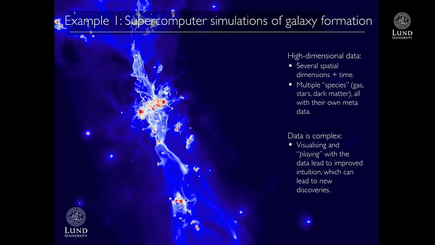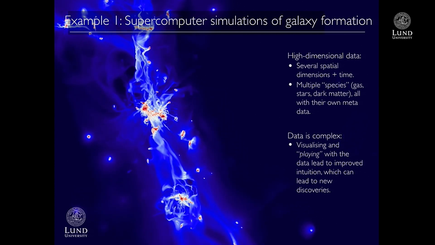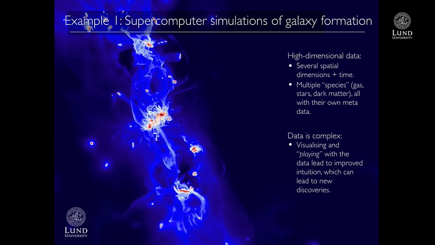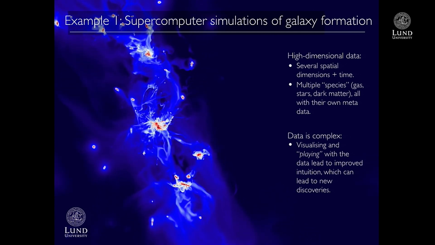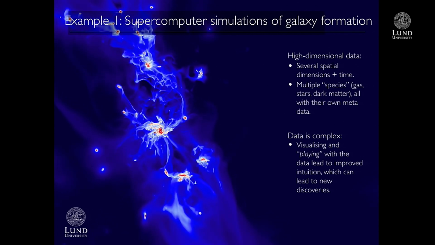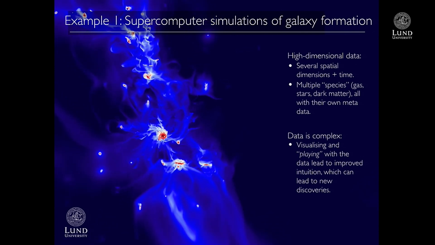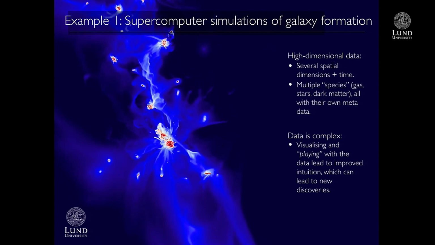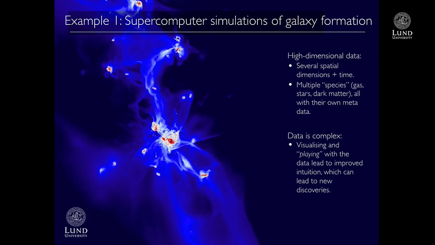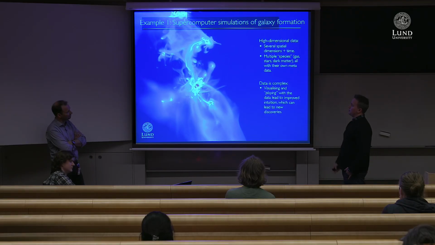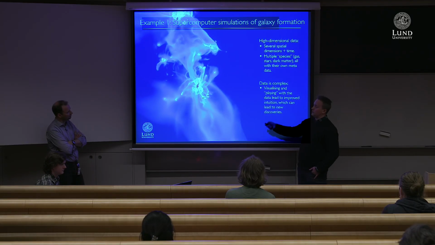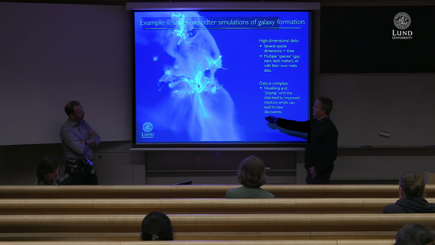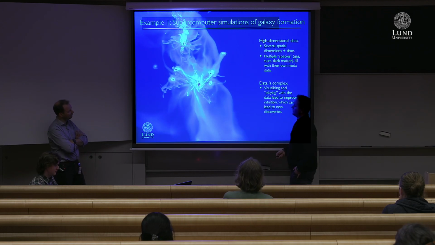And it's complex. So actually visualizing, and I would say also playing with data, for me at least, often leads to improved intuition of what is going on. And we hope that can lead to new discoveries. Okay? So when I work a lot in this field, we do analyze these in a very robust way. We are looking for the physics of galaxy formation to establish a theory of galaxy formation, but it helps a lot to do these kinds of visualizations, right? And to look into details of what happens when this galaxy here is merging with this one, for example.